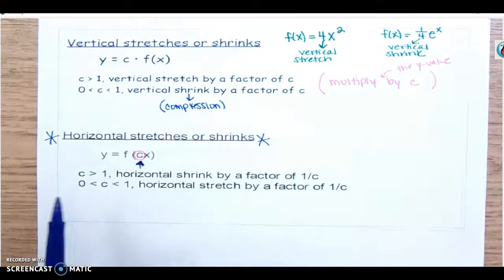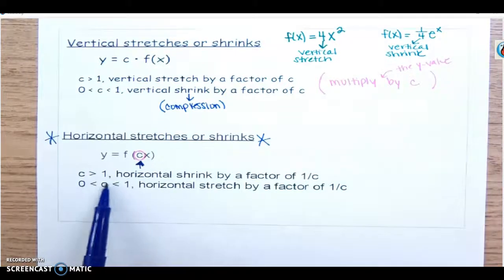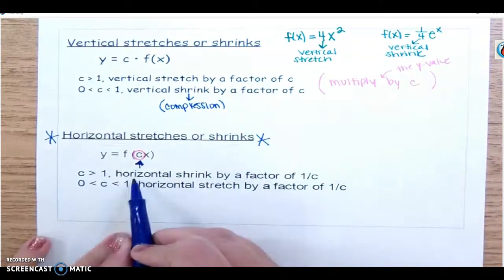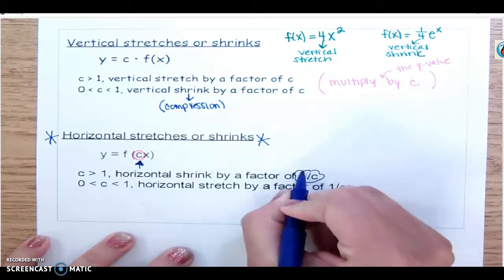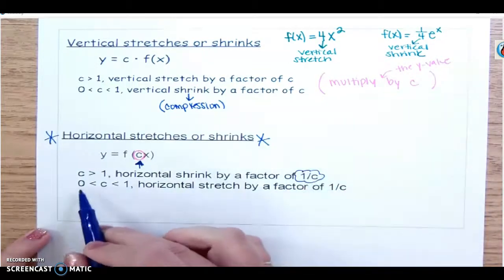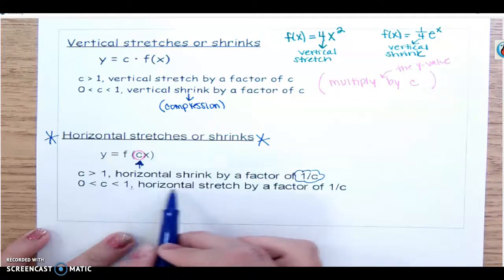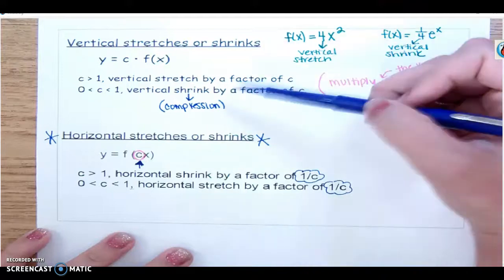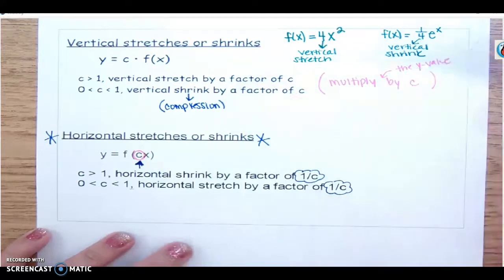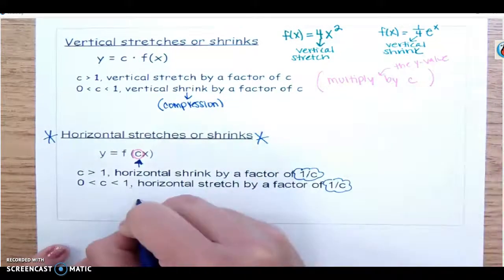So if c is greater than 1, then that means you have a horizontal shrink by a factor of 1 over c. Whereas if c is between 0 and 1, then you have a horizontal stretch by a factor of 1 over c. So it's the opposite of these rules over here. Okay, so let me show you what that means, and then we'll talk about graphically.